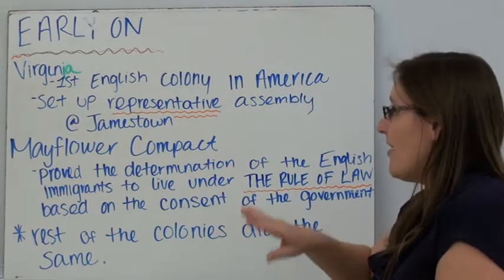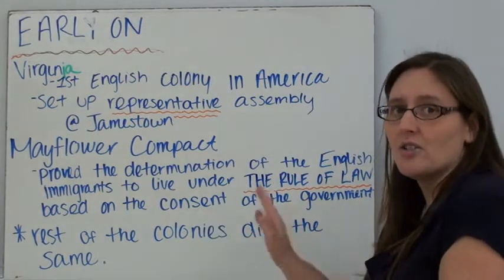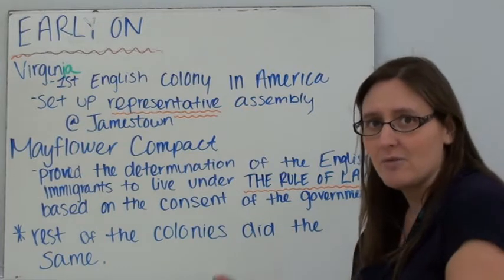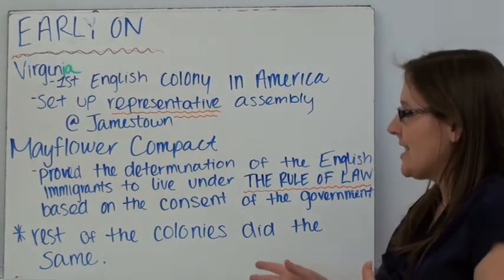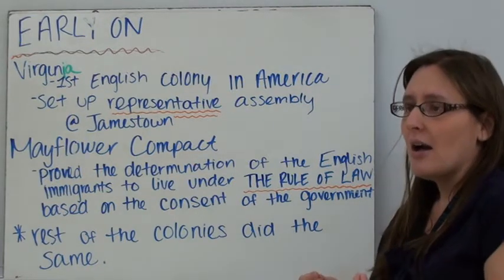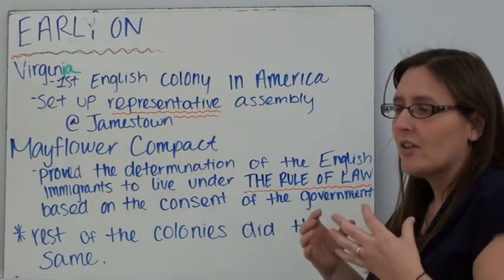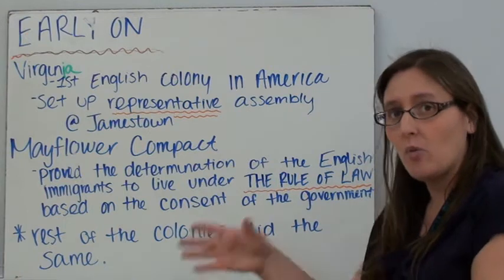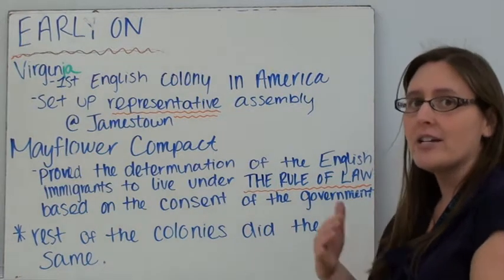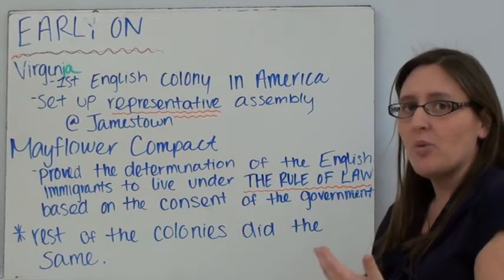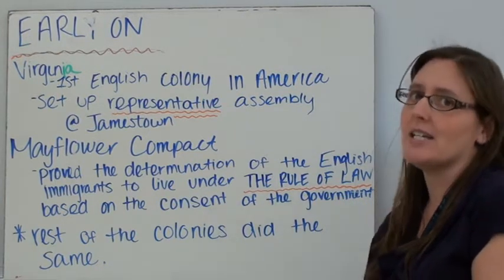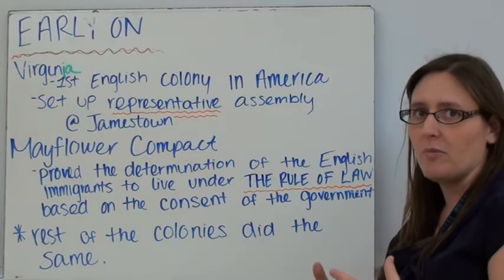So after that, you see the rest of the colonies doing similar things and setting up assemblies and representative democracies. So the main idea is that government in the states, what would become the states, had already had a precedent of that foundational principle of popular sovereignty and representation in either form of government.